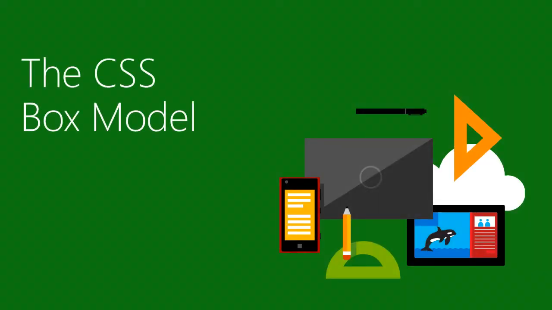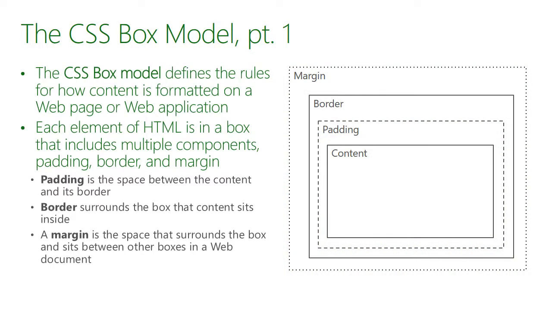Next up, let's look at the CSS box model. The CSS box model defines the rules for how content is formatted on a web page or web application. Each element of an HTML box is in a box that includes multiple components: padding, border, and a margin. Padding is the space between the content and its border. A border surrounds the box that content sits inside. A margin is the space that surrounds the box and sits between other boxes in a web document.